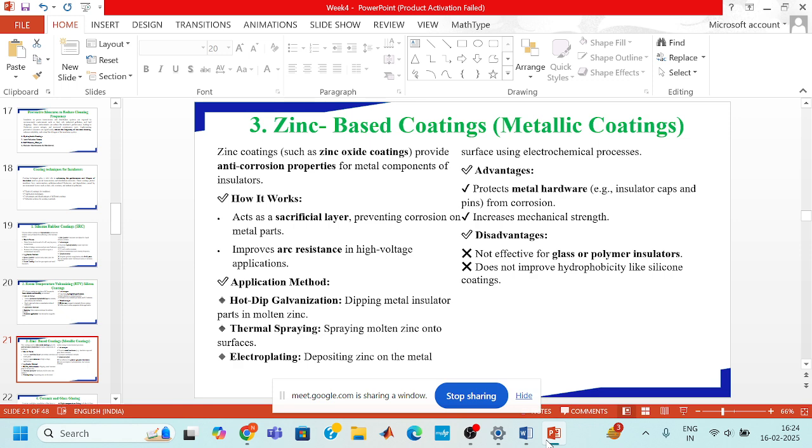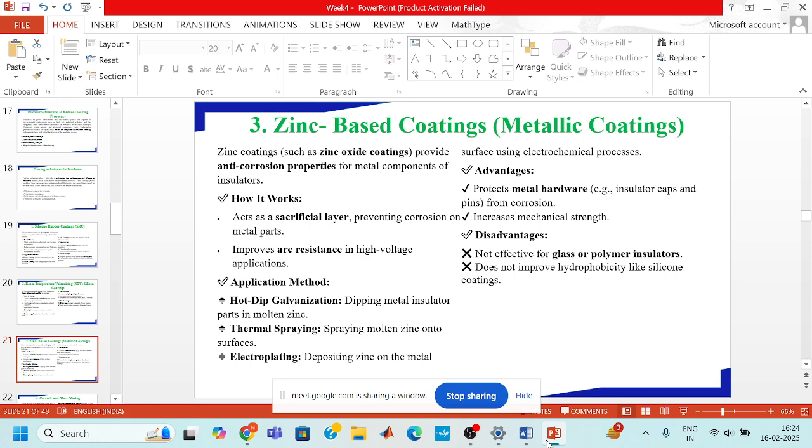The main application methods are hot dip galvanization, like dipping metal insulator parts in molten zinc, then thermal spraying, where we spray the molten zinc onto the surface, and plating, depositing zinc on the metal surface using an electrochemical process. The main advantage of this method is that it protects the metal hardware, that is insulator caps and pins, from corrosion, and it increases the mechanical strength.